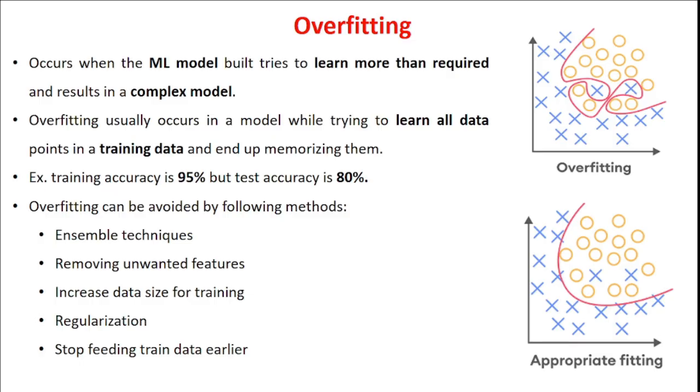Overfitting usually occurs in a model while trying to learn all data points in the training data and ending up memorizing them. This overfitting can be avoided by following methods: ensemble techniques, removing unwanted features, increasing data size for training, and mainly hyperparameter optimization or regularization, and stop feeding training data earlier. Thank you.